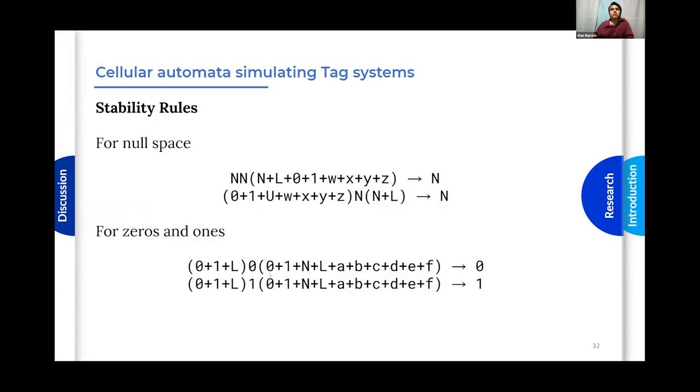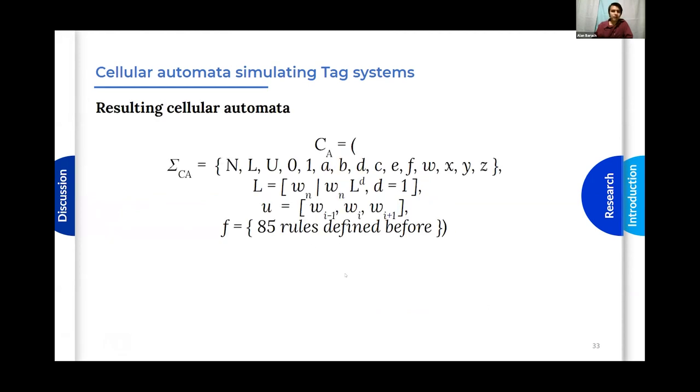And the stability rules are used for the stability of the phase between the zeros and ones and the null space. And these rules are simplified with regular expressions. We have these four rules. And the resulting cellular automaton is this one.